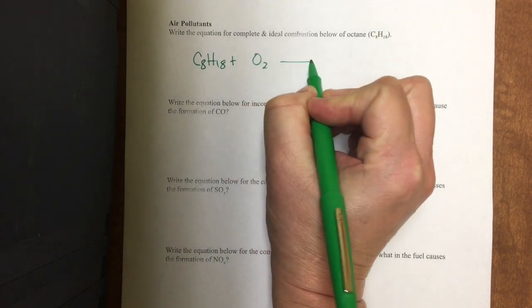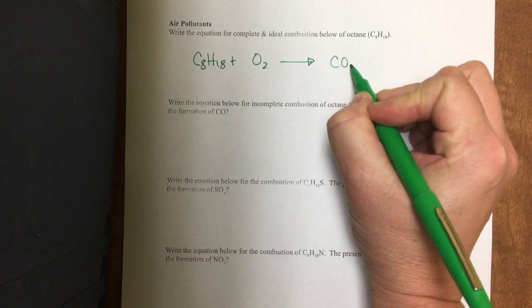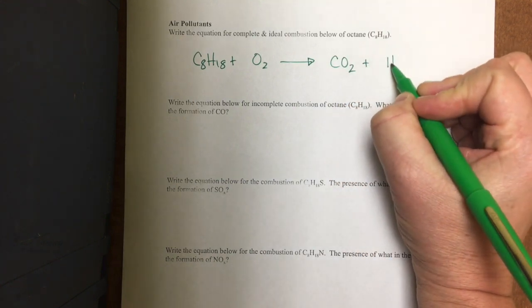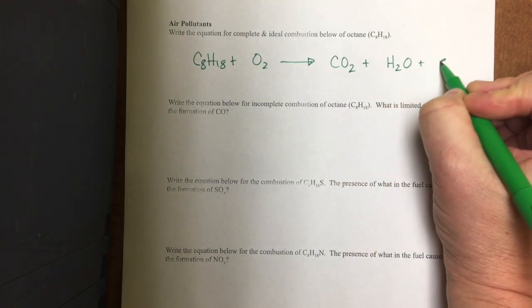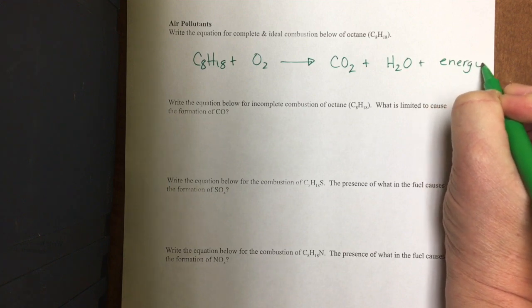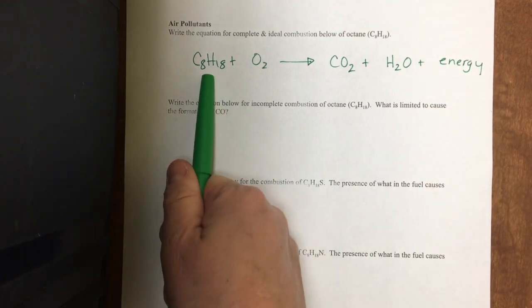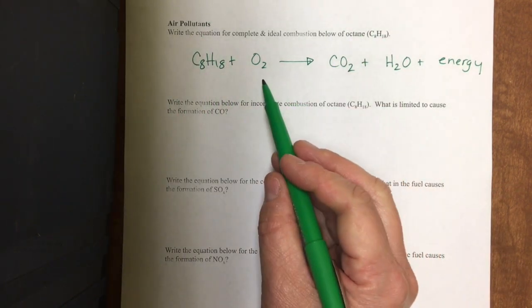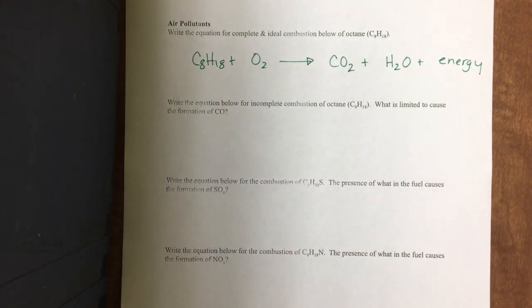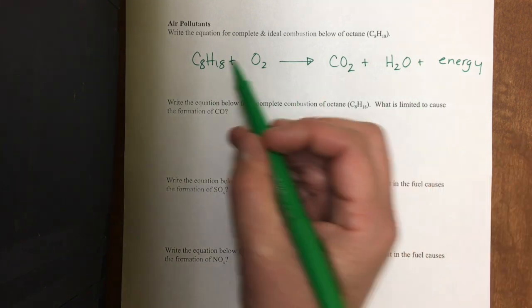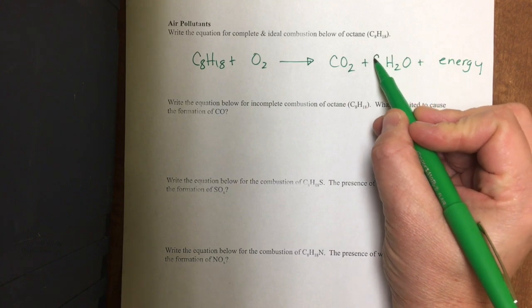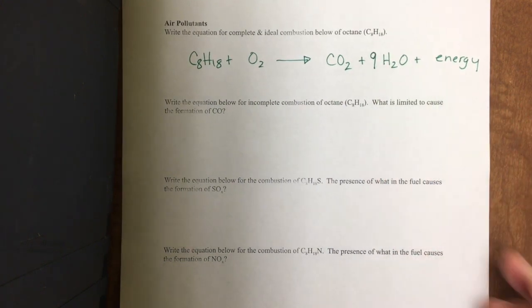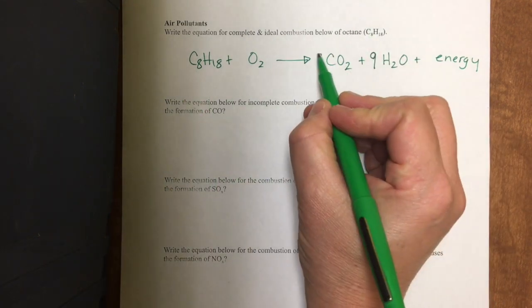Gasoline is actually a mixture of a whole bunch of different hydrocarbons, but the basic formula for combustion, which you should know, is C8H18, which is my octane, which is given, plus oxygen gives CO2, water, and energy. To balance my hydrogens, I'm going to put a 9 here, which gives me 18 hydrogens. Then to balance my carbons, I'm going to put an 8 here.